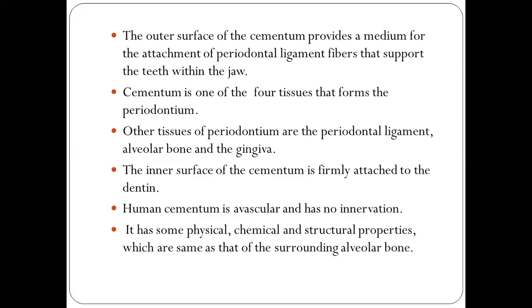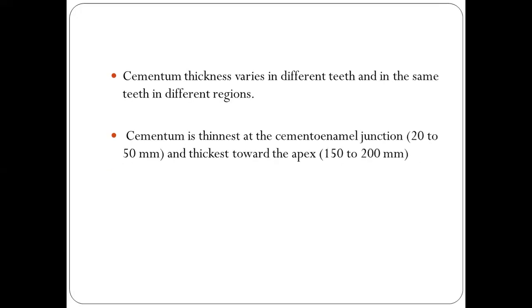within the jaw. Cementum is the fourth tissue that forms the periodontium. Other tissues of the periodontium are the periodontal ligament, alveolar bone, and gingiva. The inner surface of cementum is firmly attached to the dentin. Human cementum is avascular and has no innervation. It has physical and chemical properties that are the same as those of the surrounding alveolar bone.